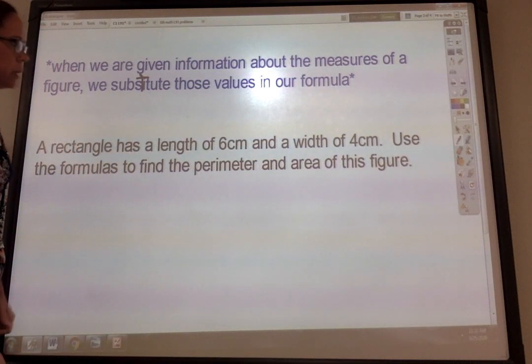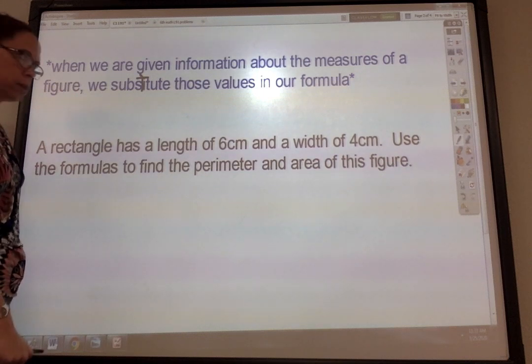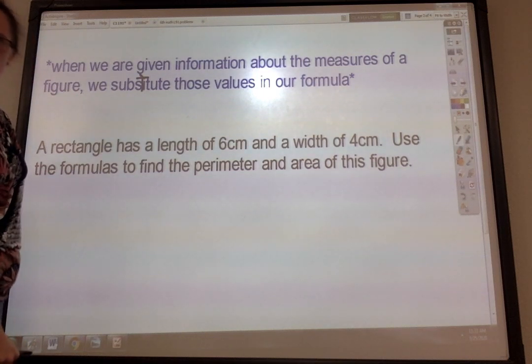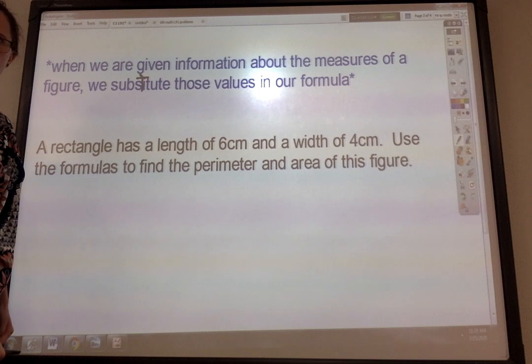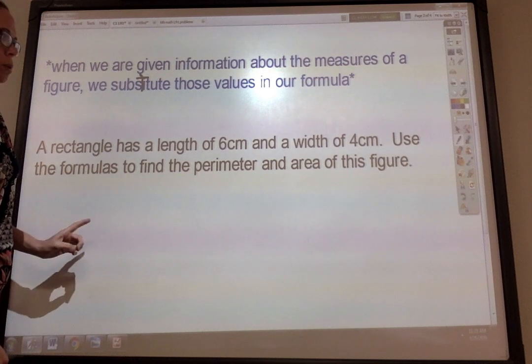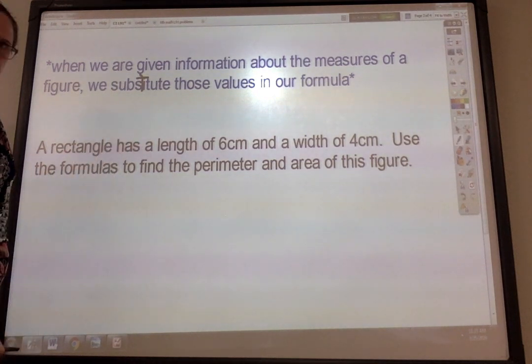A rectangle has a length of 6 centimeters and a width of 4 centimeters. Use the formulas to find the perimeter and the area of this figure. So go ahead and pause your video and try to find the perimeter and area of this rectangle.